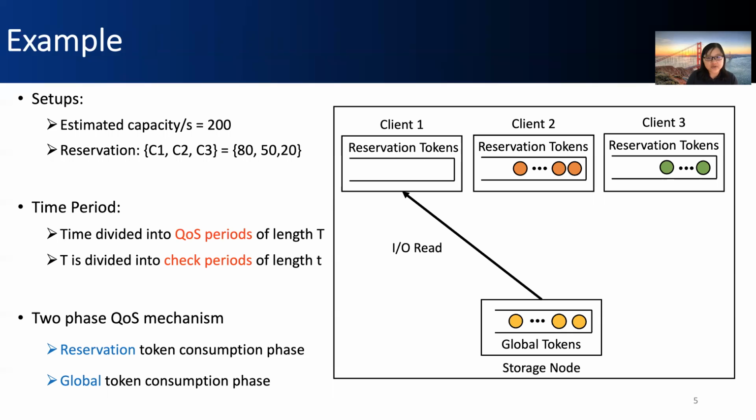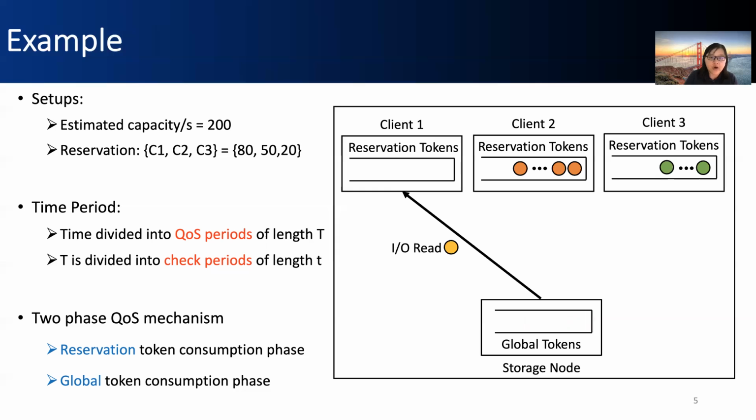After client 1 consumes all its reservations, if it still has pending IOs, client 1 then tries to get global tokens from the storage node through silent RDMA atomic operations to process more IOs. This is the basic process of Haechi.